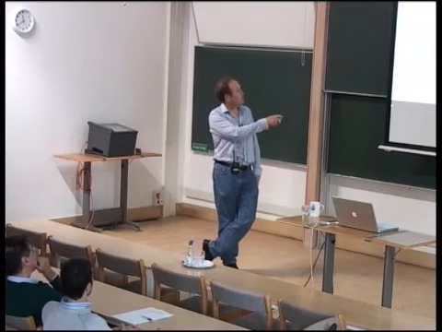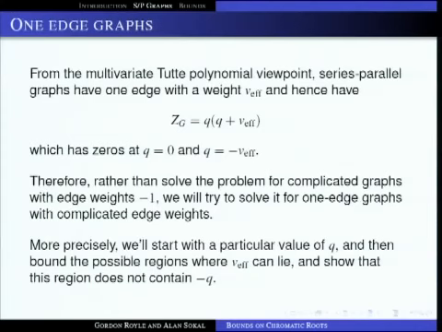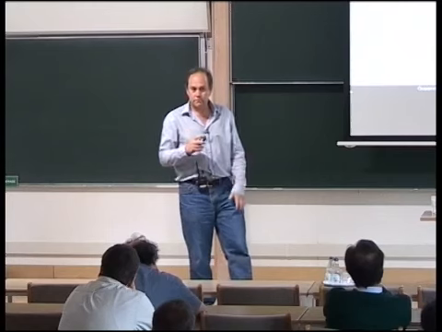So, more precisely, we'll start with a particular value of Q that we're trying to show is not a root. We will follow through all these operations, keeping track of where V effective is, and then if it doesn't land on minus Q, well then it's not a root. Then Q wasn't a root.